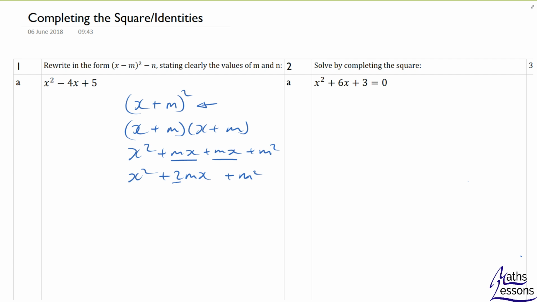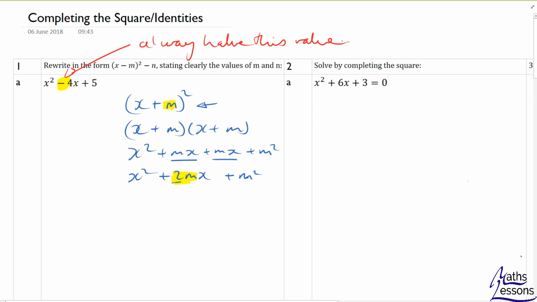Now the key thing is to notice we always get double that value here when we expand. And if you remember that, that will hopefully be enough for you to always get these questions right, because that's the key thing. If we always get double that value, then we always need to halve this value. Starting point, always halve the value.